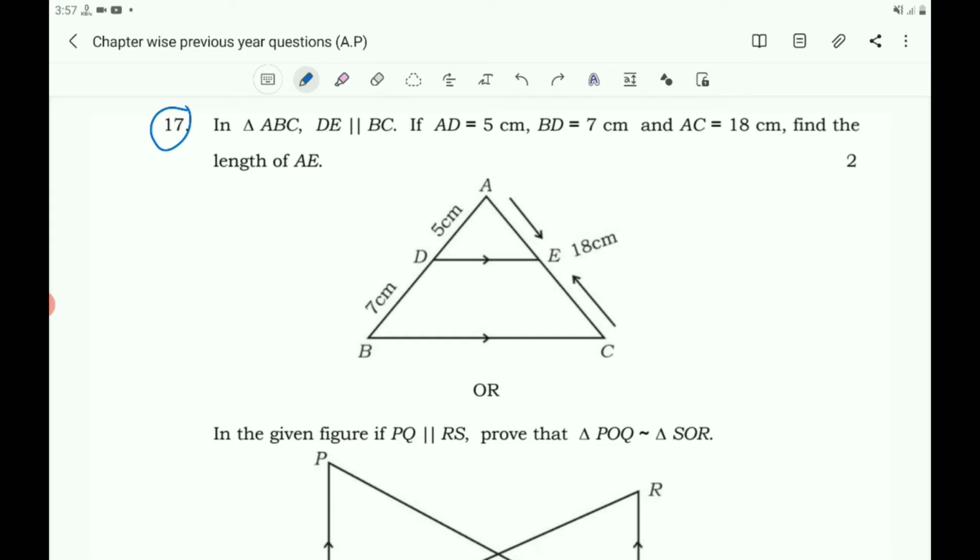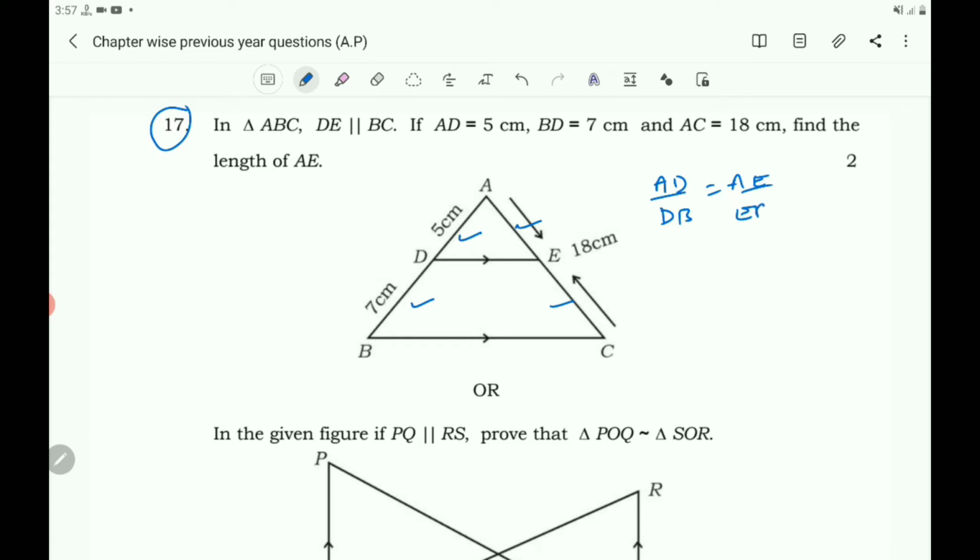Here it is given that DE is parallel to BC. If you apply the Thales theorem, that is nothing but BPT, basic proportionality theorem, you will get that AD by BD is equals to AE by EC. So you got that AD by DB is equals to AE by EC.